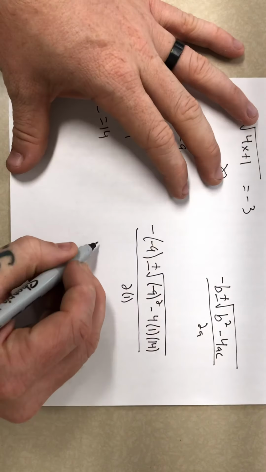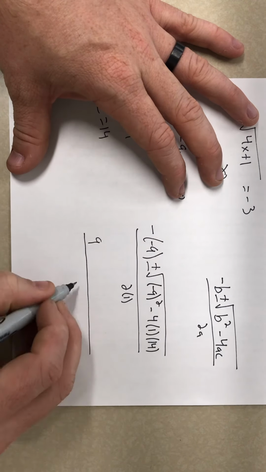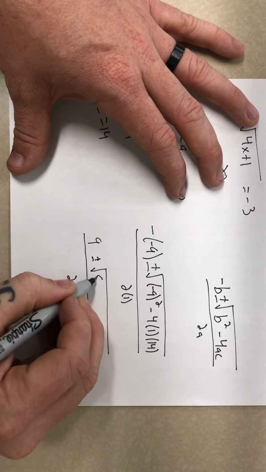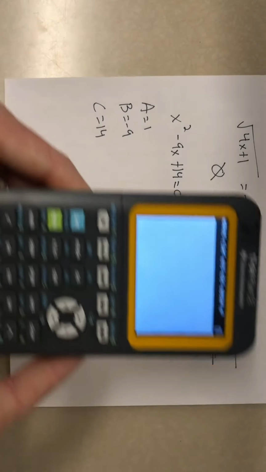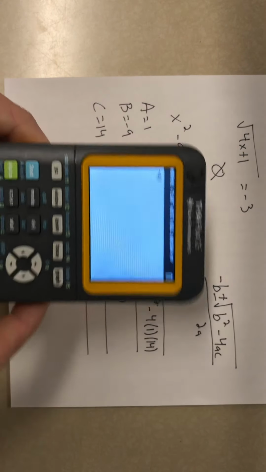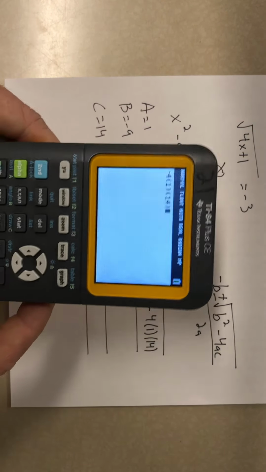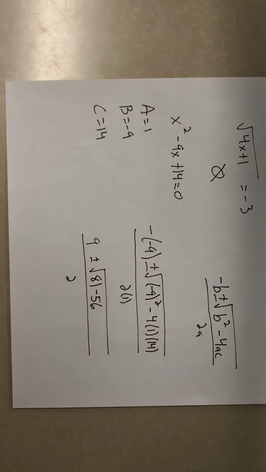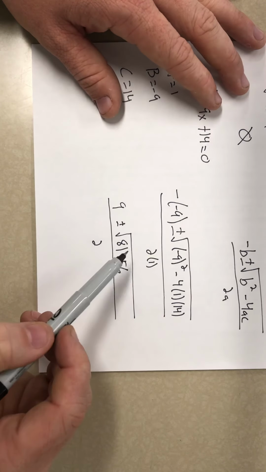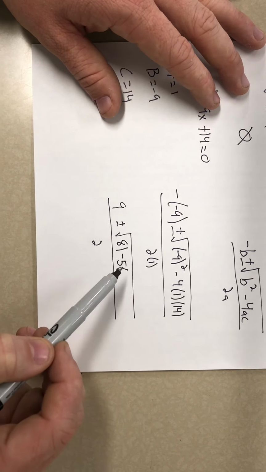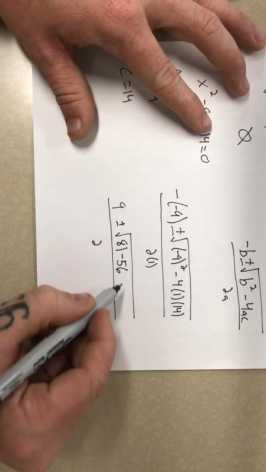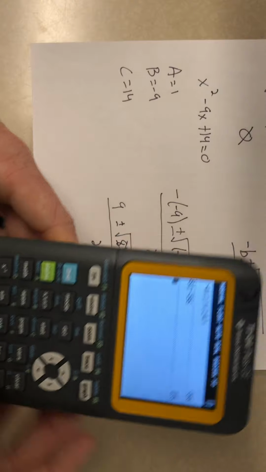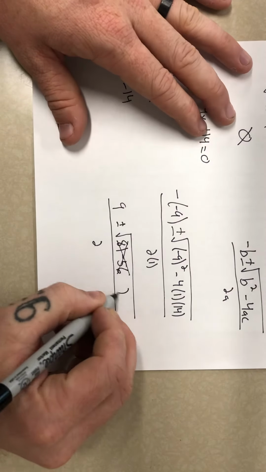Now we want to simplify. On the outside it's positive 9, on the bottom it's positive 2. That's plus or minus, and now inside the square root we have 81, and then negative 4 times 1 times 14 is negative 56. All right, so negative 9 squared was positive 81. This became negative 56, so we're going to subtract those two. 81 minus 56 becomes 25. So this is actually the square root of 25.